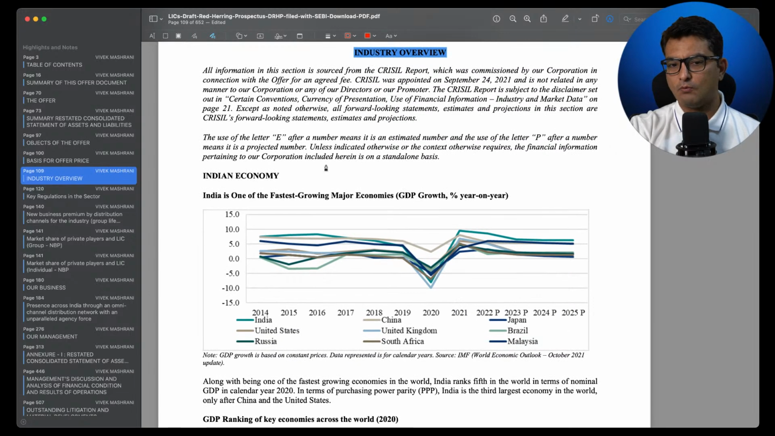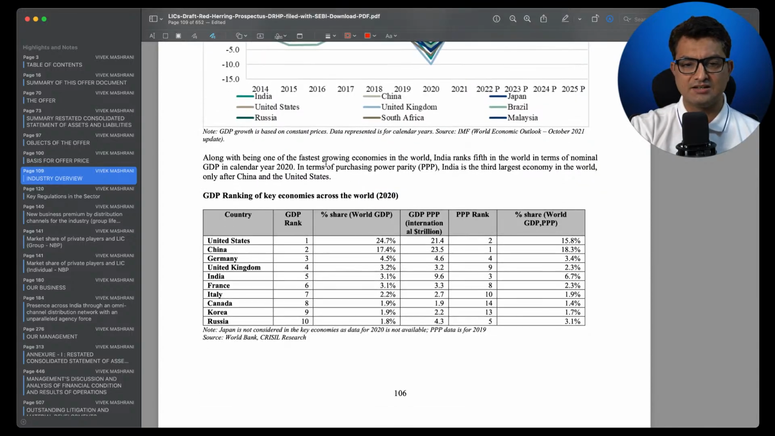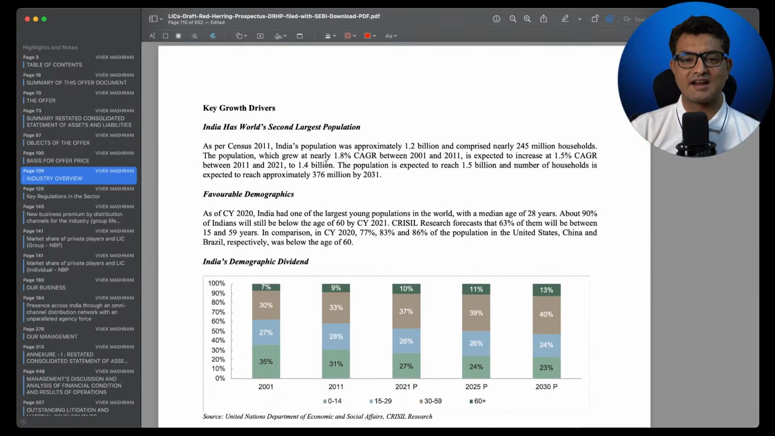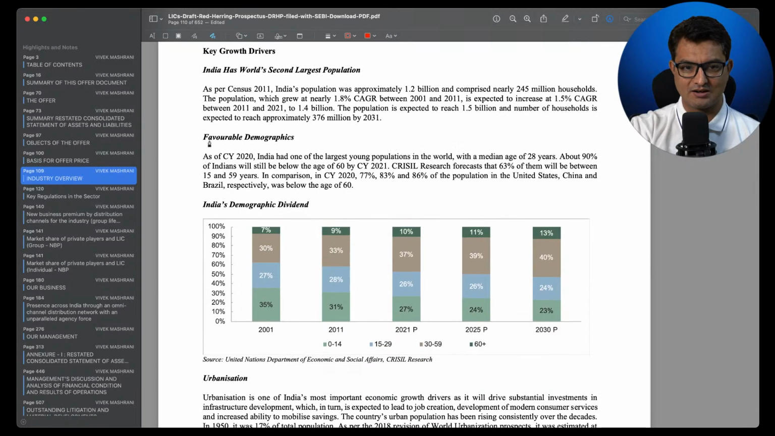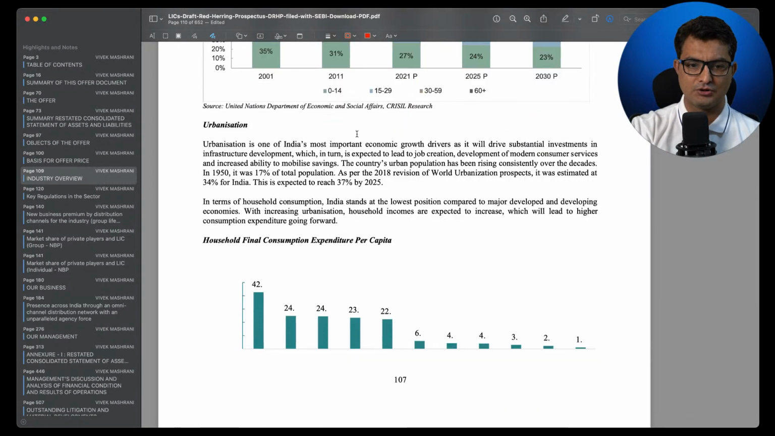It will tell you what is the GDP growth of the major economy, what are different ranks in terms of insurance penetration. It will say what are the key growth drivers of this entire industry. Okay, so you can say the demography of India is favorable. That is where the population growth is there, and we have a young population. So a lot of people will do insurance.